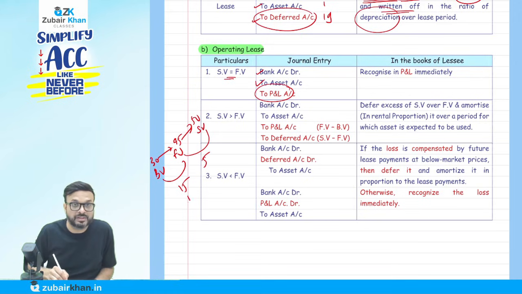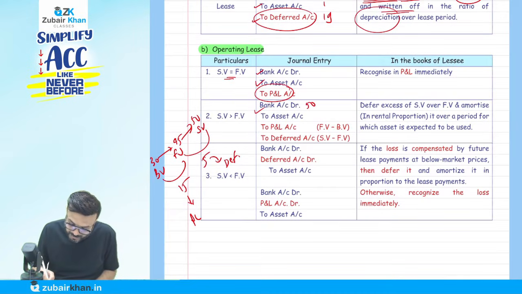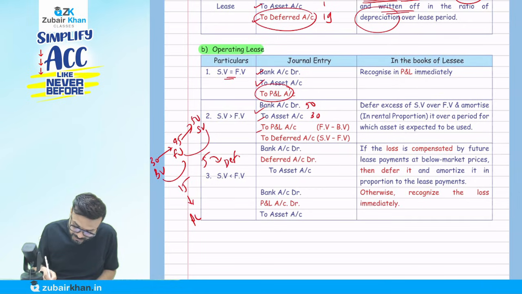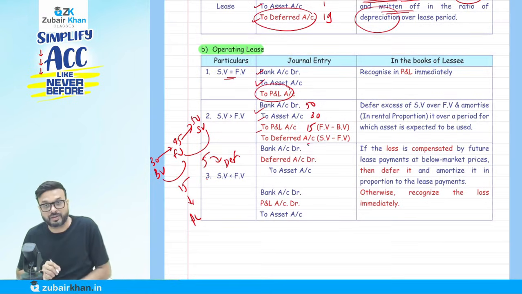So they say this genuine profit, take it to the P&L account, no problem. But this should be deferred here. So the bank account will be debited. Like in our example, we receive 50, the asset book value is 30, and the P&L account is the fair value minus the book value. The fair value is 45 and the book value is 30, so here 15 will come, and this 5 will come as deferred, that is sale value minus the fair value.